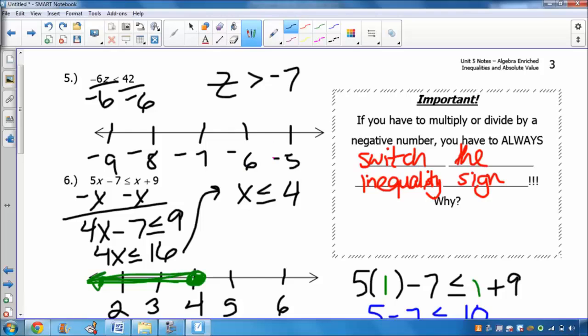So then what I'm going to do is I'm going to circle my -7, but I'm not going to shade it in because it's not equal to -7. And then I'm going to shade everything to the right of -7. Now let's try this again and see if it works.